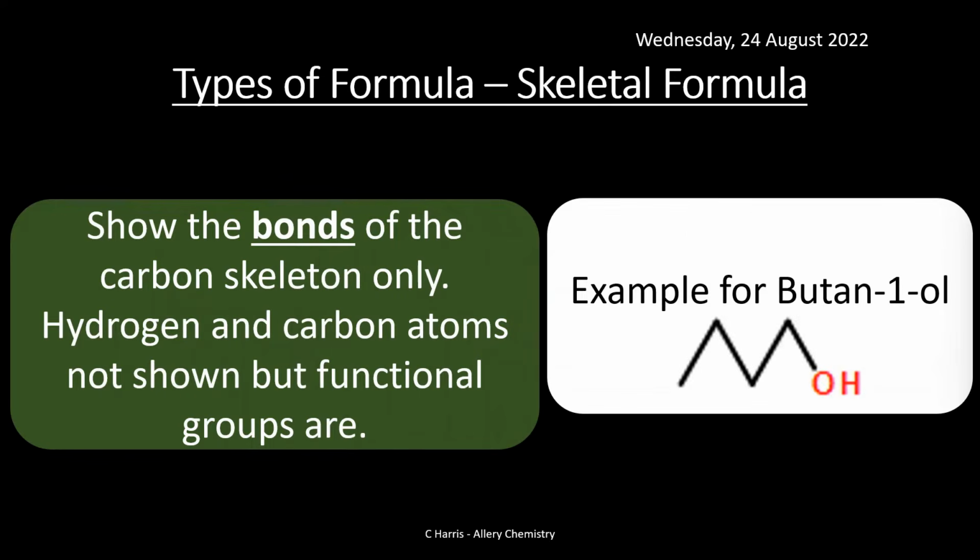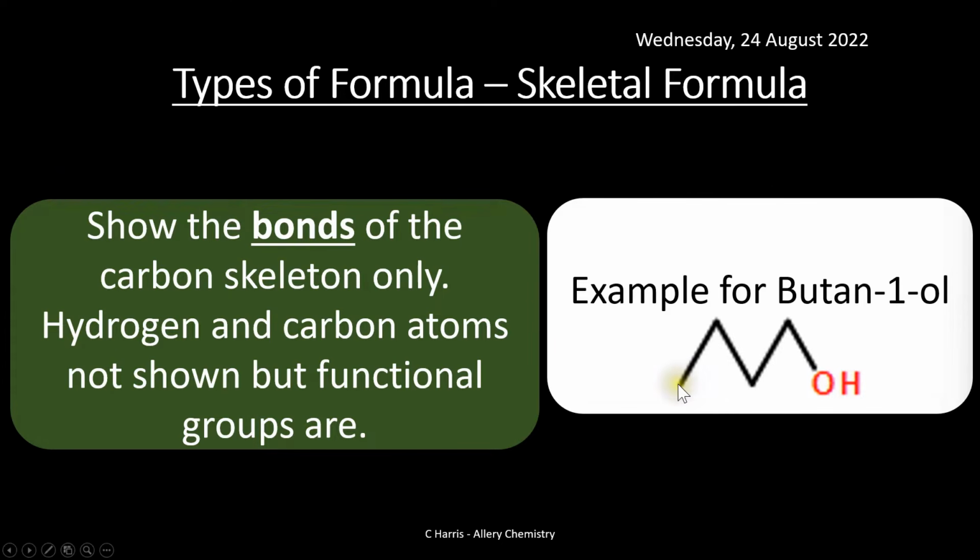Okay, so a skeletal formula basically shows the bonds of a carbon skeleton only. So hydrogen and carbon atoms are not actually drawn in, but functional groups are. Now, the purpose of this type of formula is it's just much quicker to draw. When you have a really long hydrocarbon chain with loads of carbons and hydrogens in, it can take ages. And as I've mentioned before, chemistry is about trying to cut down on the amount that you have to write, and there are a lot of acronyms and a lot of shortening of things, and the formulas are no different. So this is ideal for organic chemistry because you draw a lot of molecules with loads of carbons in.